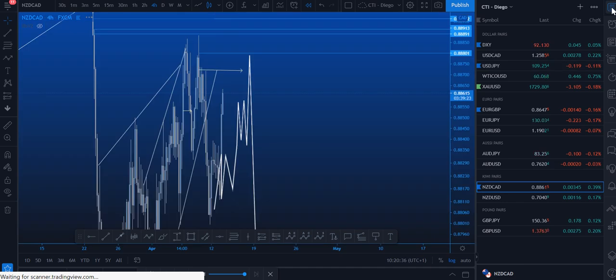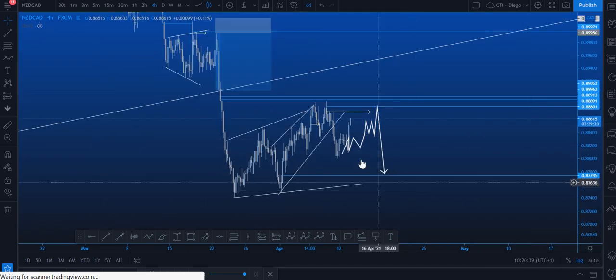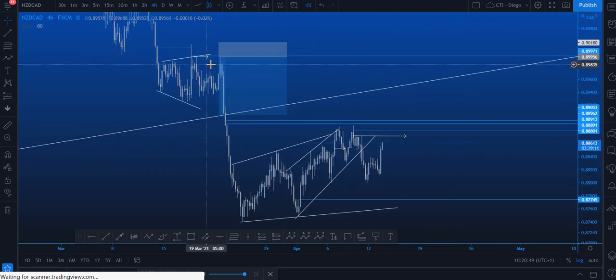Okay, New Zealand CAD is looking almost ready. This is something we forecasted. I was expecting some equal highs here. We might not get it, but for now, we think similar. See that something similar is happening here. Something similar is cooking. We've got some equal highs and then a stop hunt.